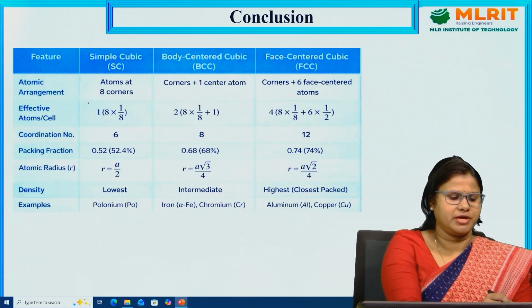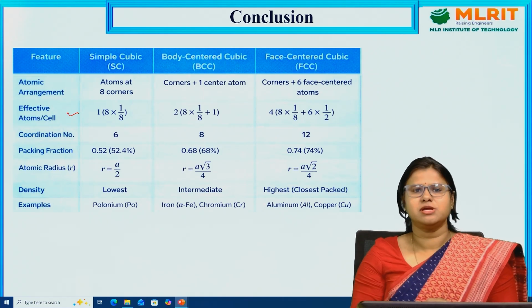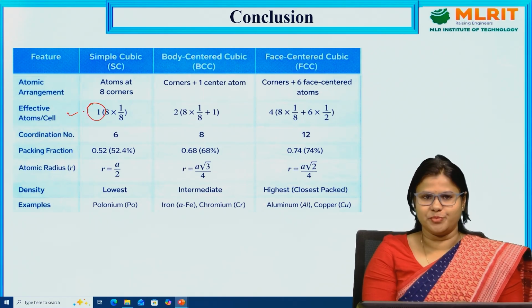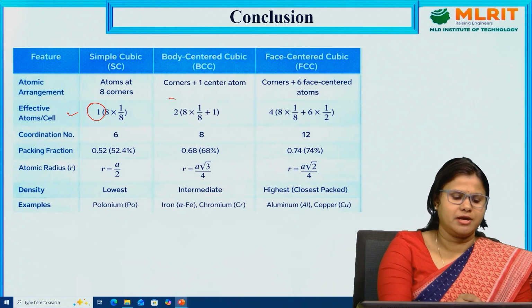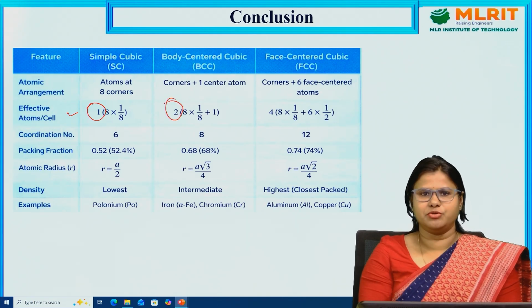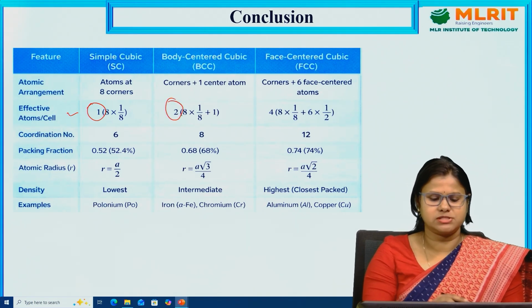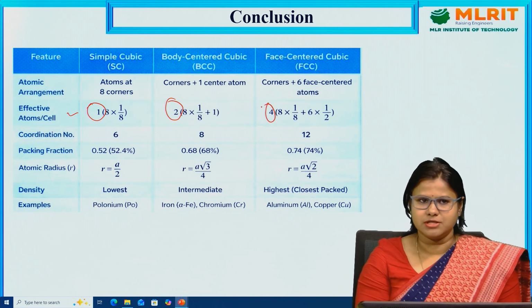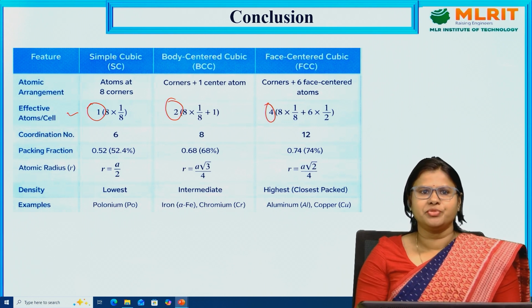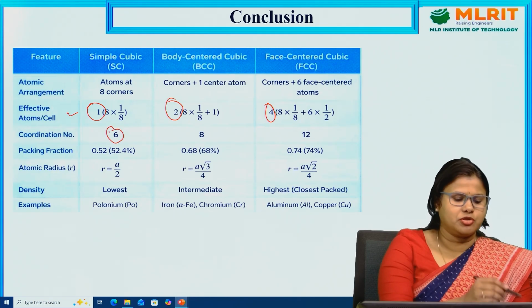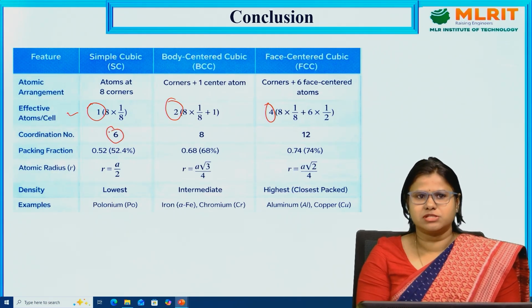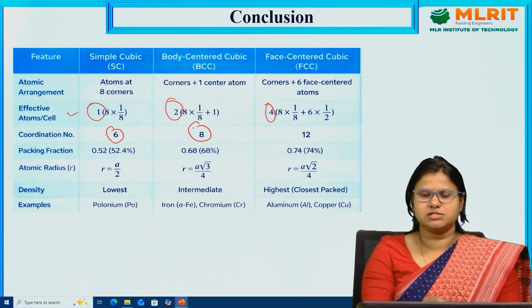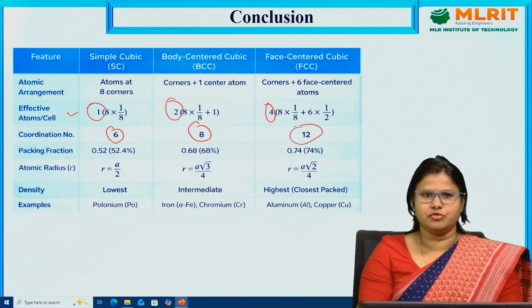Considering the effective atoms per unit cell, we have 1 atom per unit cell for the simple cubic system, 2 atoms per unit cell in the body centered cubic crystal, and 4 atoms per unit cell for the face centered cubic crystal. We also discussed the coordination number, which is 6 for simple cubic crystal, 8 for body centered cubic crystal and 12 for face centered cubic crystal.